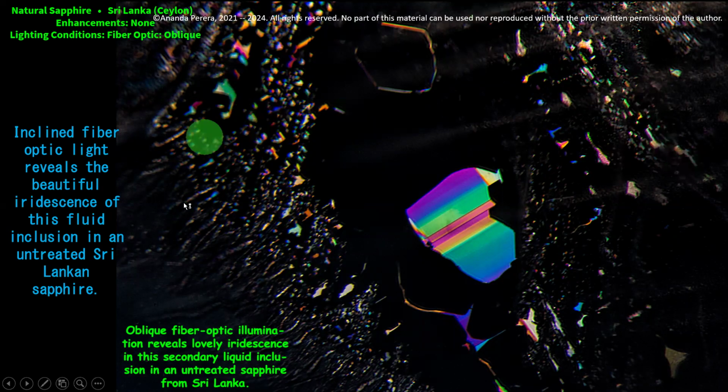Inside these inclusions, liquid is there. Maybe CO2 liquid or H2O liquid, carbon dioxide or water liquids. But all the inclusions are full of fluid. It is untreated sapphire. You can see the birefringence. It is natural sapphire inclusion.